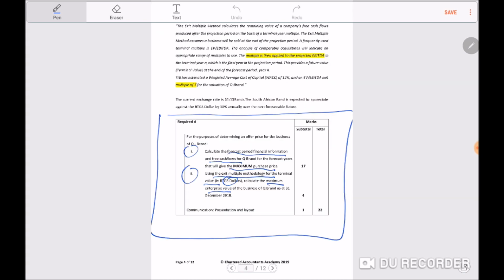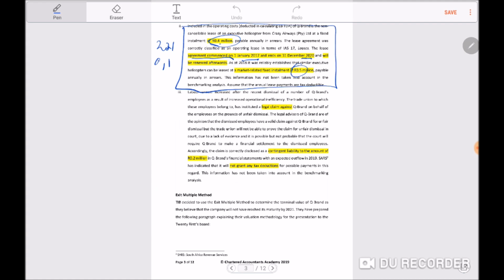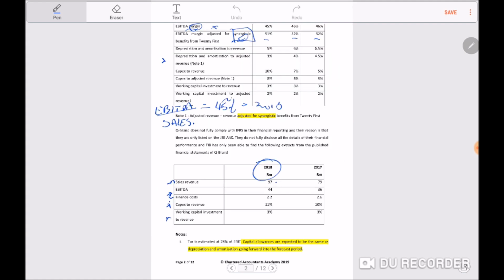If we go back to our scenario, we can see that there is a note that said, where is that note now? Okay, tax is estimated at 28%. That's very important. So we know the tax rate we're going to be using is 28%. Since we are valuing Q brand, we need to use the tax rate that is applicable to Q brand, not 21st. And also, capital allowances are expected to be the same as depreciation and amortization going forward into the focus period. So what was depreciation and amortization going forward?